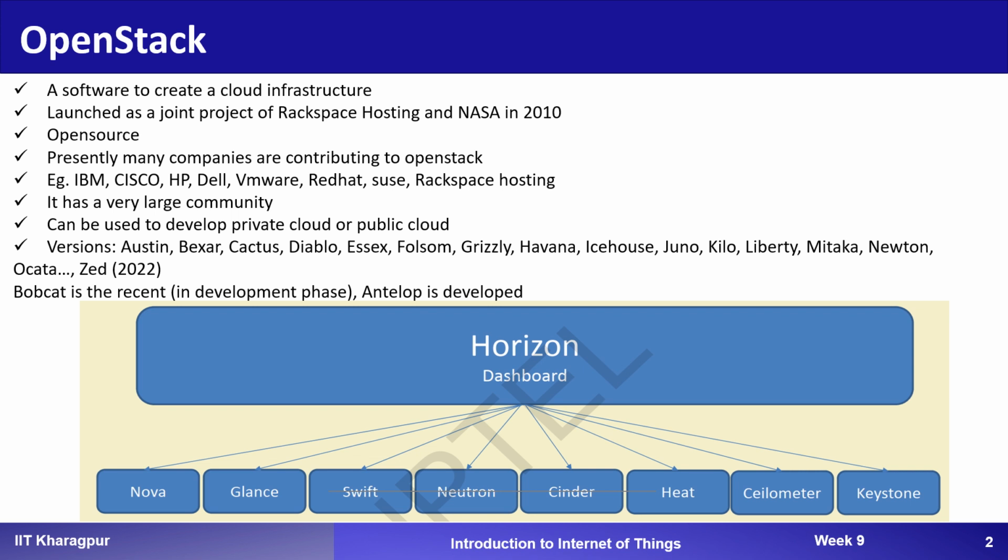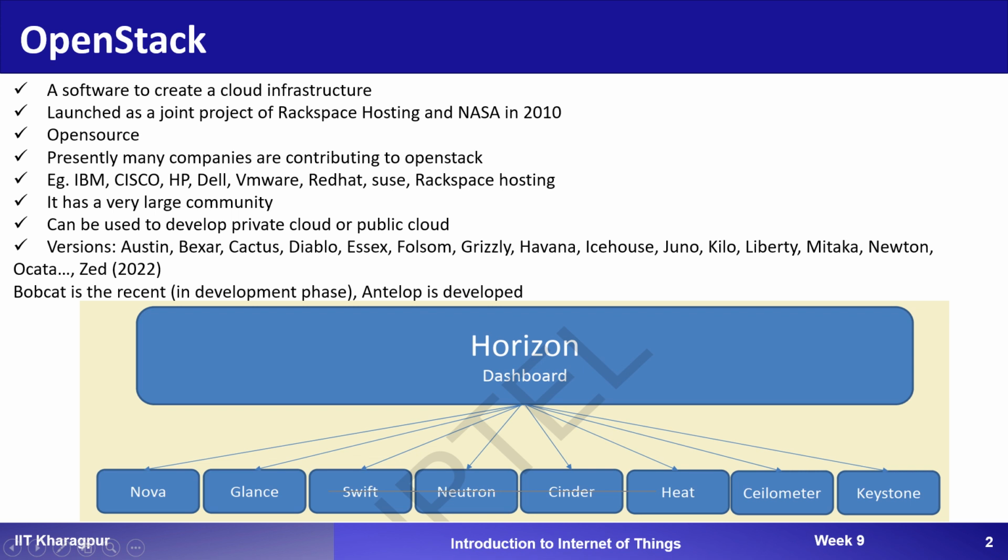There are various versions of OpenStack, such as Austin, Bexar, Cactus. These are in alphabetical order. Till 2022, Zed was the last version of OpenStack. The recent version is Bobcat, which is in the development phase, and before Bobcat, Antelope was developed.